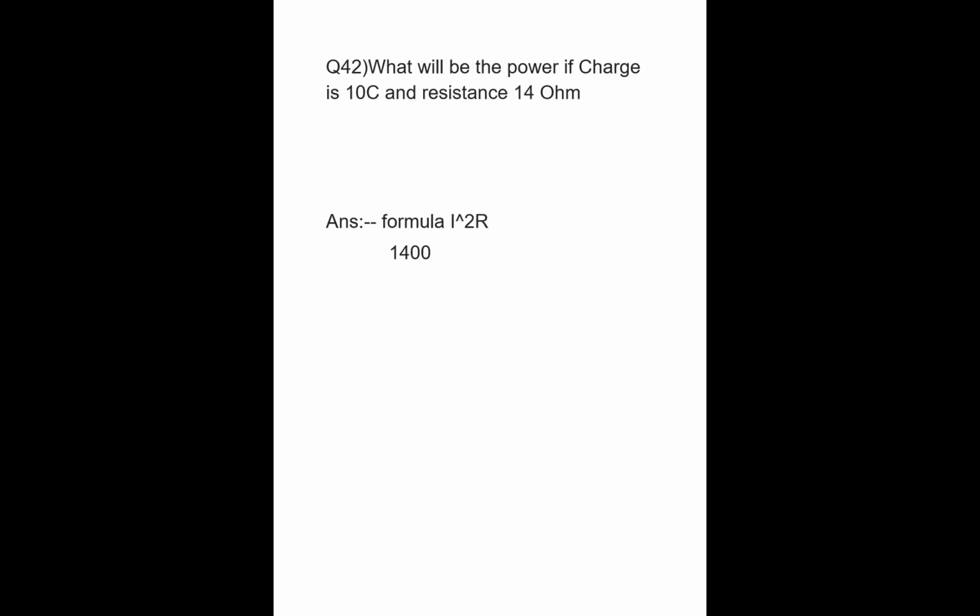What will be the power if the current is 10 and the resistance is 14 ohm? For that, the formula is I square multiplied by resistance. So the correct answer is 1400. Then, which is used as a plasma expander? For a plasma expander, albumin is used.